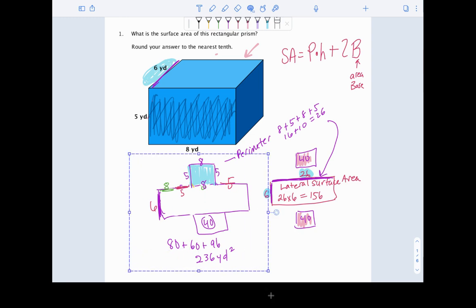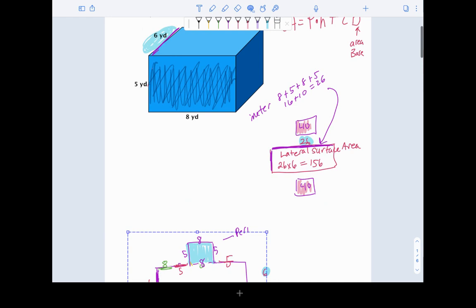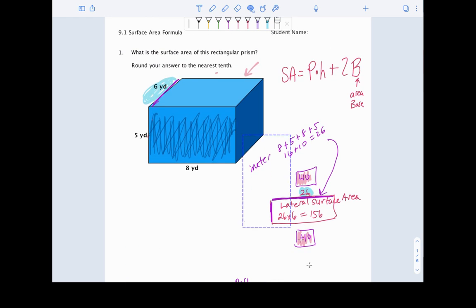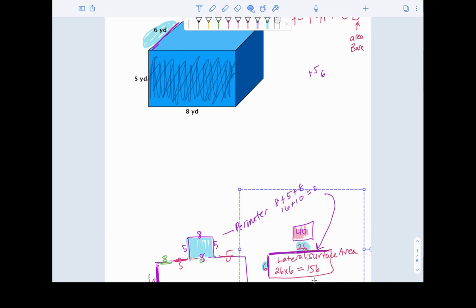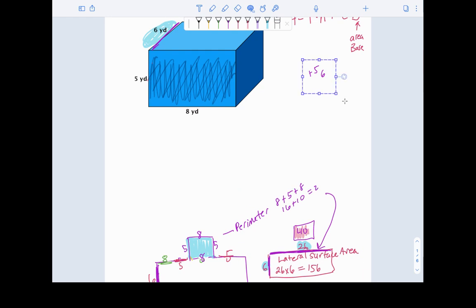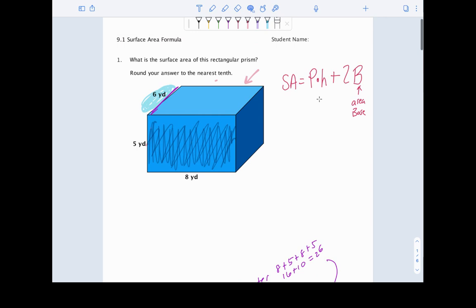So I'm going to do some moving here, get that stuff out of the way. Okay, I think that stuff's important, and I want to leave it here. So I have this as my base, okay? It's a 5 by 8 rectangle. That's my base. The perimeter of that base is going to be 5 plus 8 plus 5 plus 8, adding up all the sides.